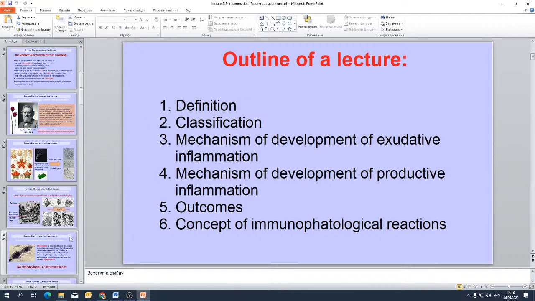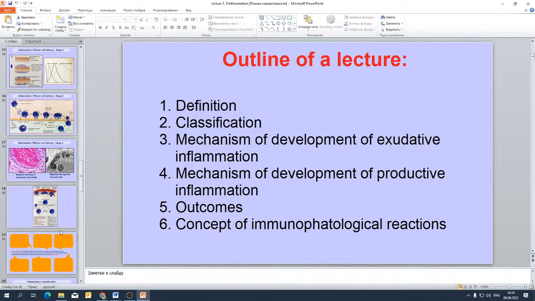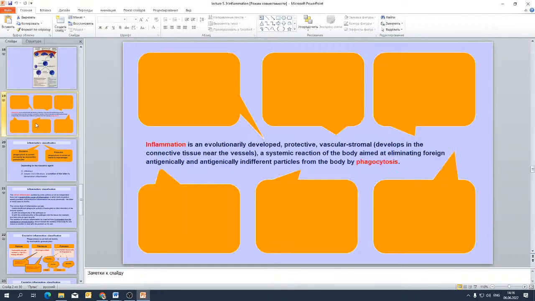For example, look at the screen. Modern definition of inflammation: inflammation is an evolutionarily developed, protective, vascular-stromal, systemic reaction of the body aimed at eliminating foreign, antigenically and antigenically indifferent particles from the body by phagocytosis.